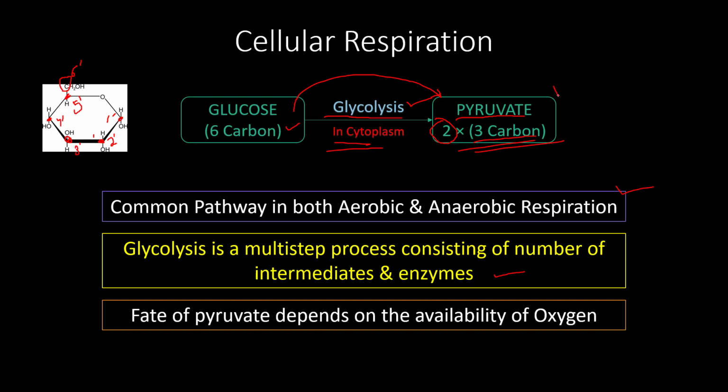Now what happens to the pyruvate? Because the end product is what? We require energy. So what happens to the pyruvate from now on? Glucose getting converted into pyruvate is the common pathway. From now on, what happens to the pyruvate depends on whether oxygen is available or not, and if oxygen is available, whether it is sufficient or not.